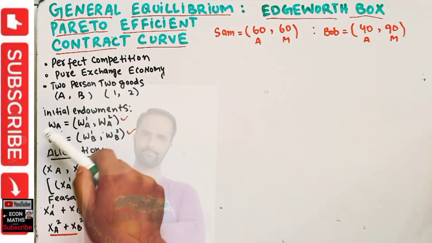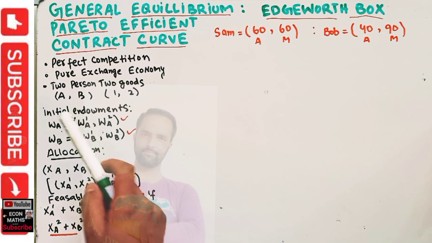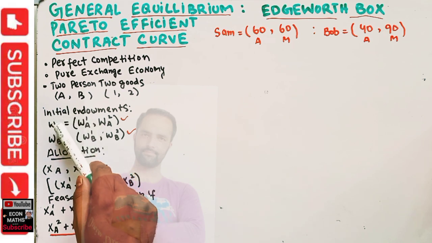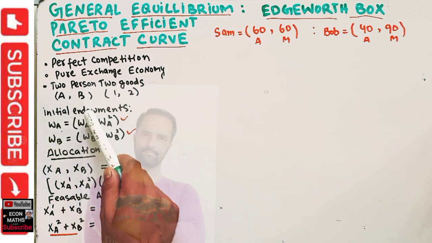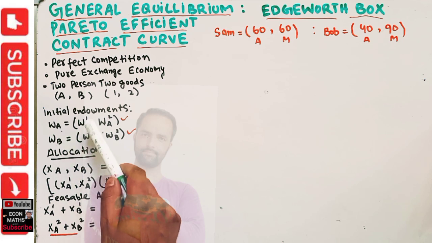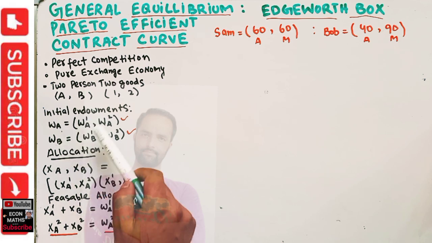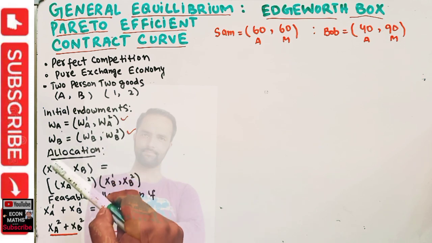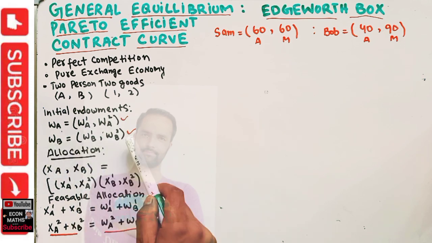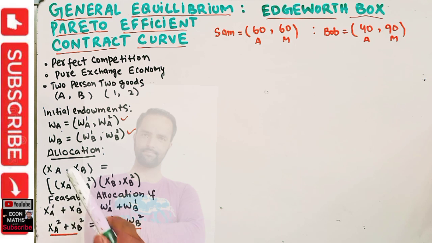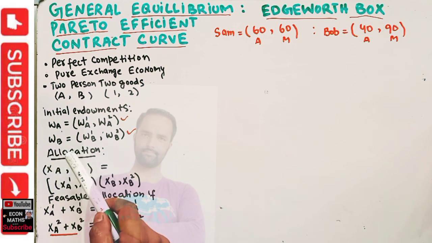That means WA denotes the endowment of person A. WA1 means the units of good 1 that person A has initially, and WA2 denotes the units of good 2 person A has initially. Symmetrically, this is true for person B. Also, we have explained what is meant by allocation. Simply, every bundle in an economy is called an allocation.